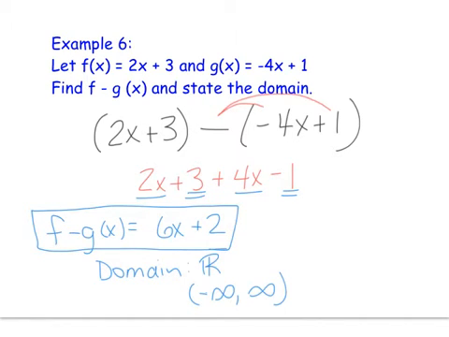So here's my solution. F minus g of x is 6x plus 2. The domain is all real numbers because there were no x's under radicals and there were no x's in denominators.